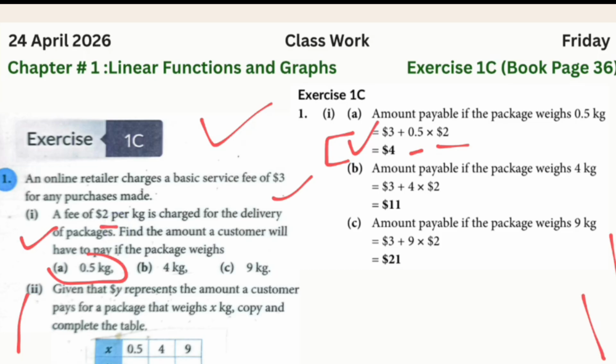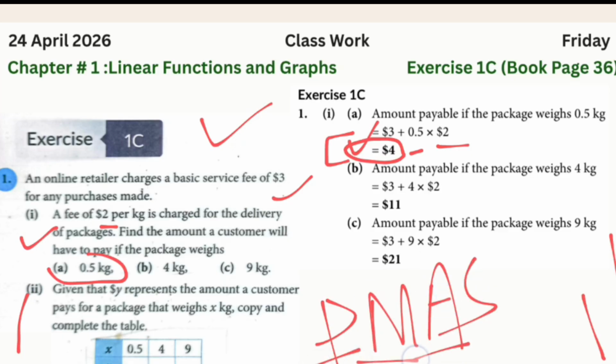So we are going to add and multiply according to the DMAS rule. DMAS means first we have to divide, multiply, add and subtract. So here we have to multiply first 0.5 into 2 and then add 3. Clear? So 0.5 into 2 is how much? Yes, Daniel? Perfect. It's 1. So 1 plus 3 is 4. So this is the answer of question number 1. Clear? Now, question number 2 is 4 kg. Yes, Arshuman, can you do it?